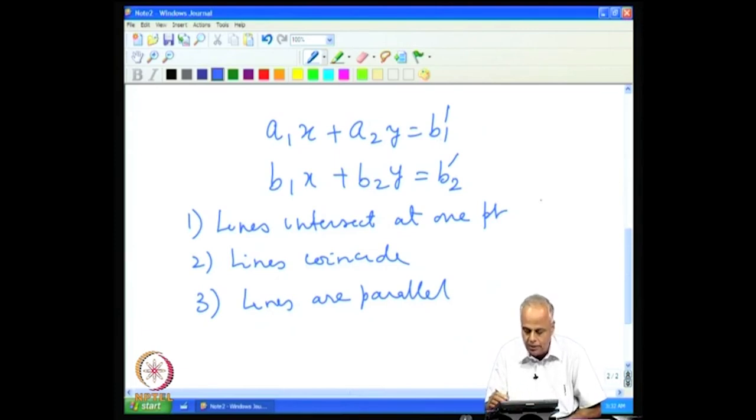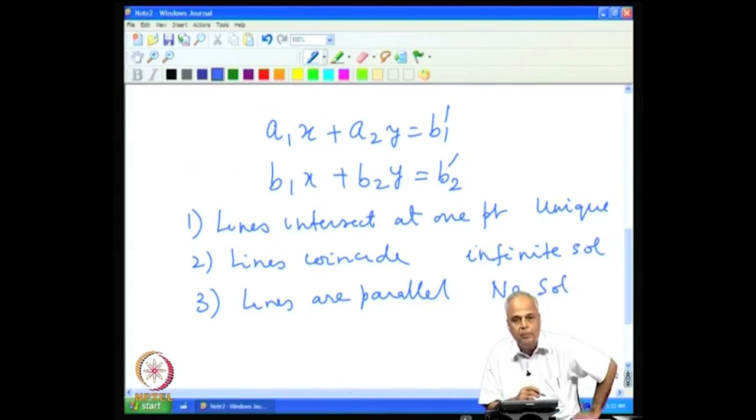In the first case, when the lines intersect at one point, there is a unique solution for the system, given by the coordinates of the point of intersection. When the lines coincide, there are an infinite number of solutions, because every point represents a solution of the system. When the lines are parallel, they do not meet, and therefore there is no solution. Thus, in general, a system of two equations in two unknowns can have exactly one solution, or an infinite number of solutions, or no solution whatsoever.